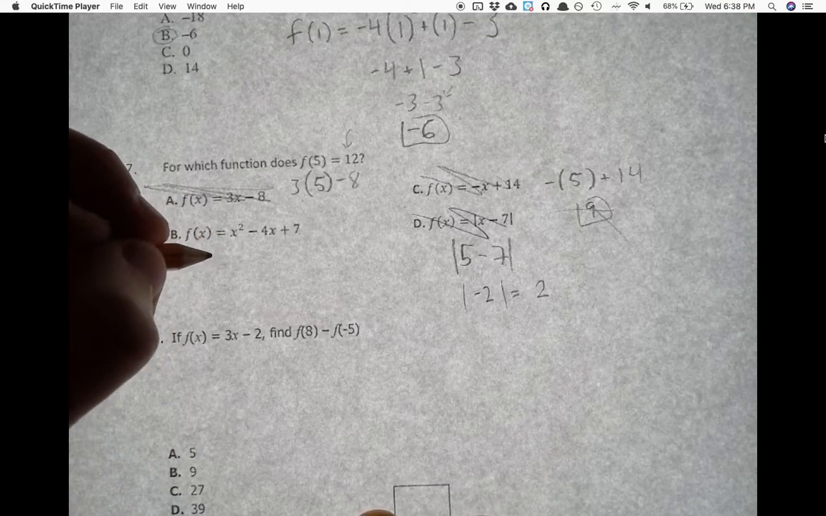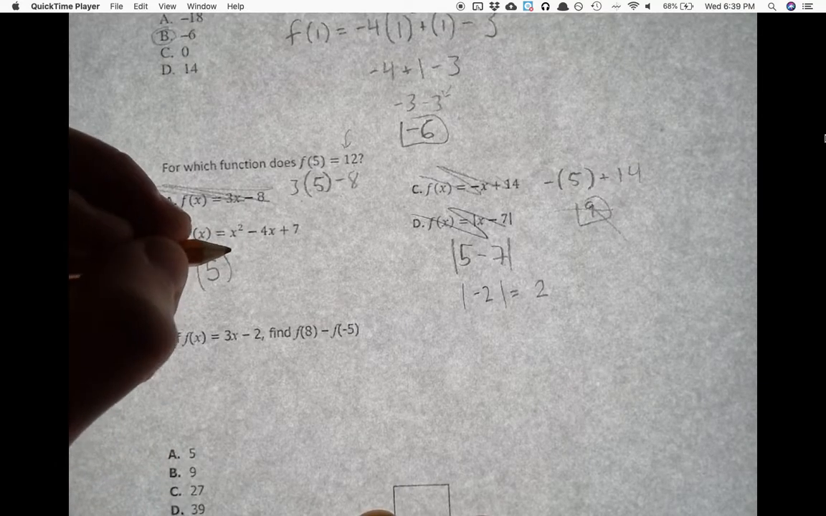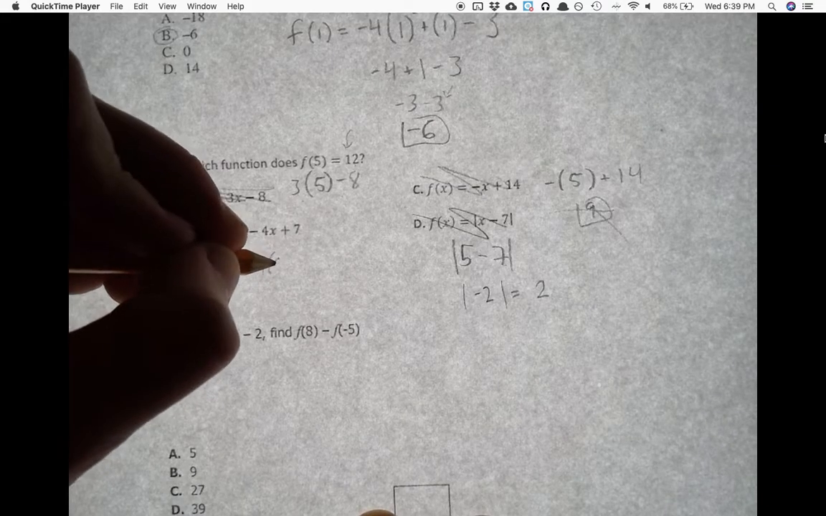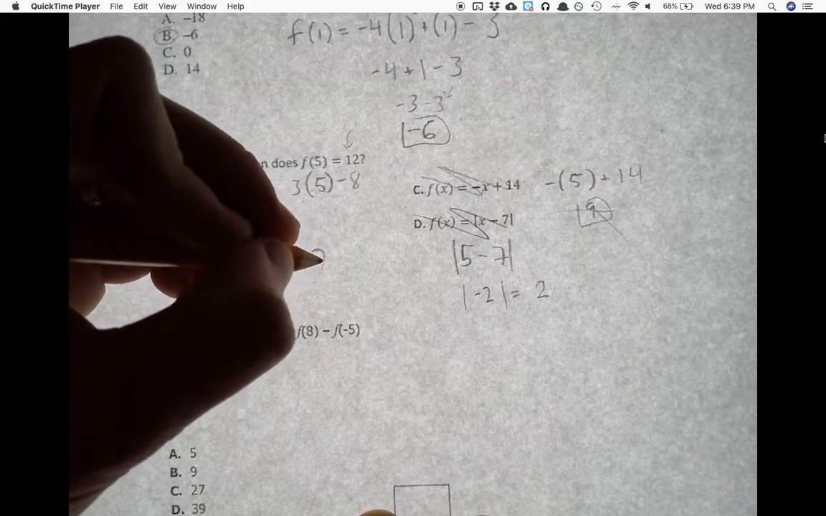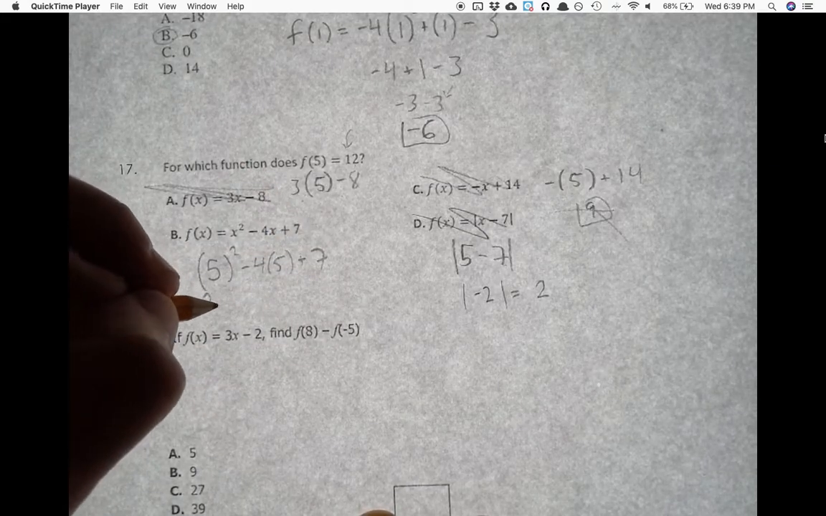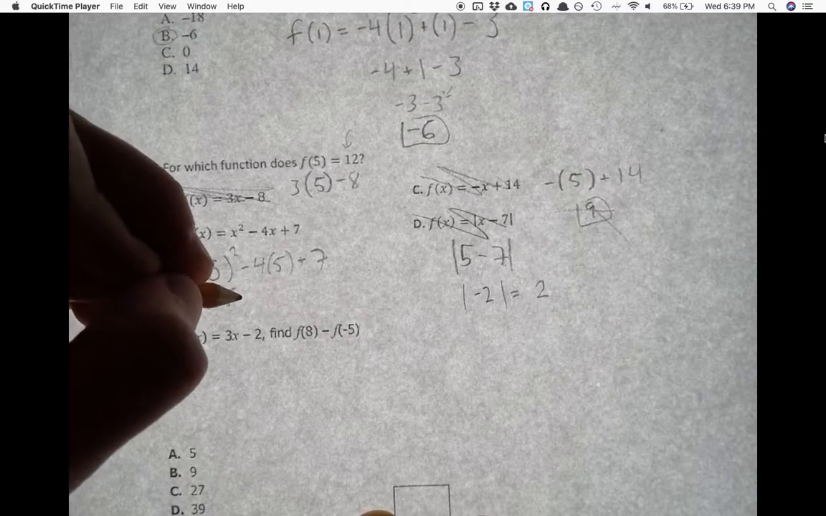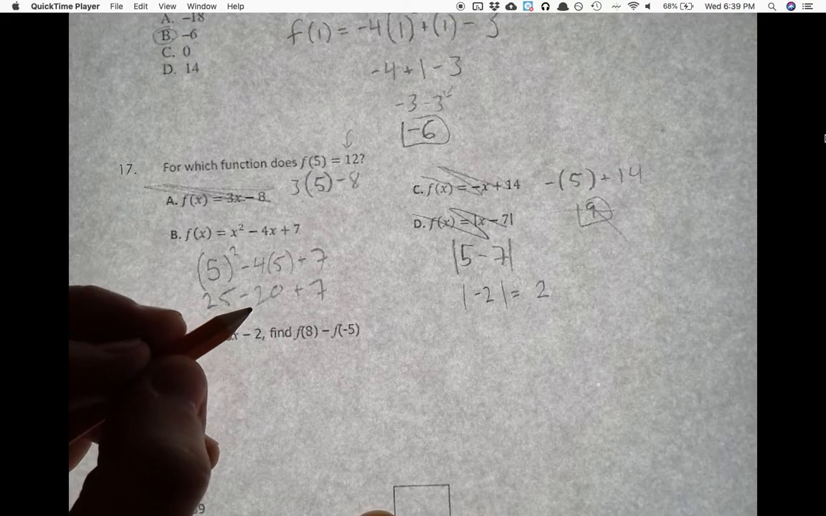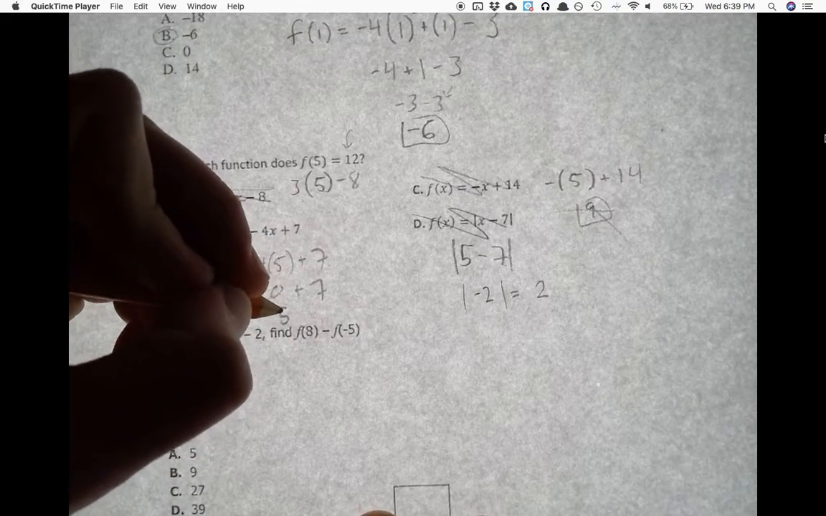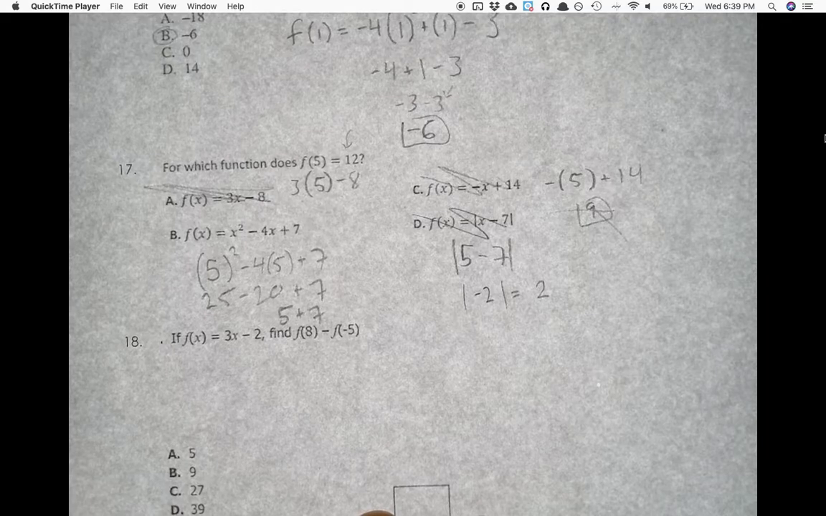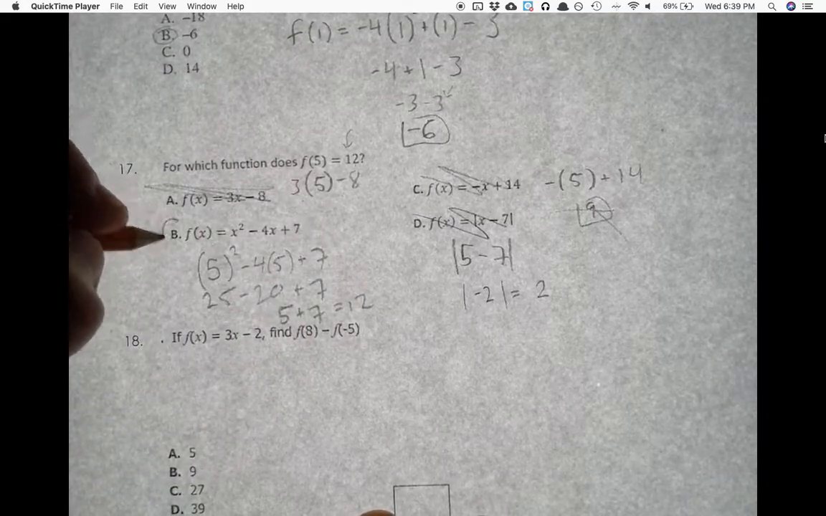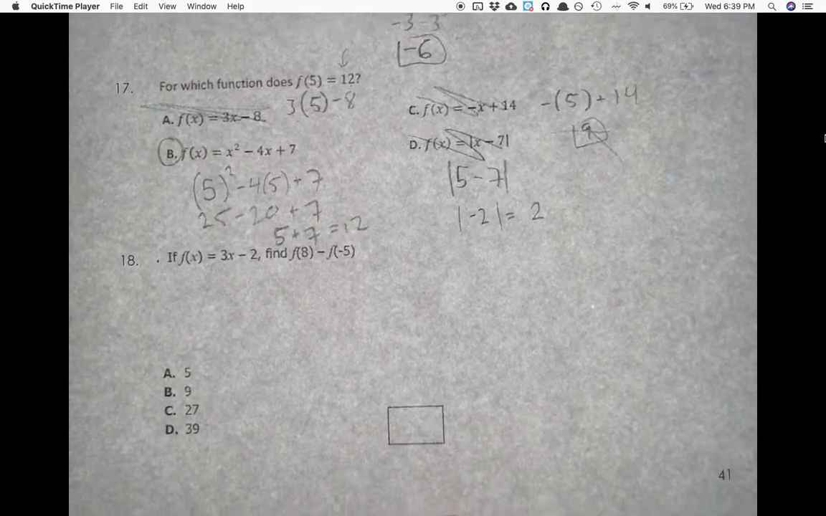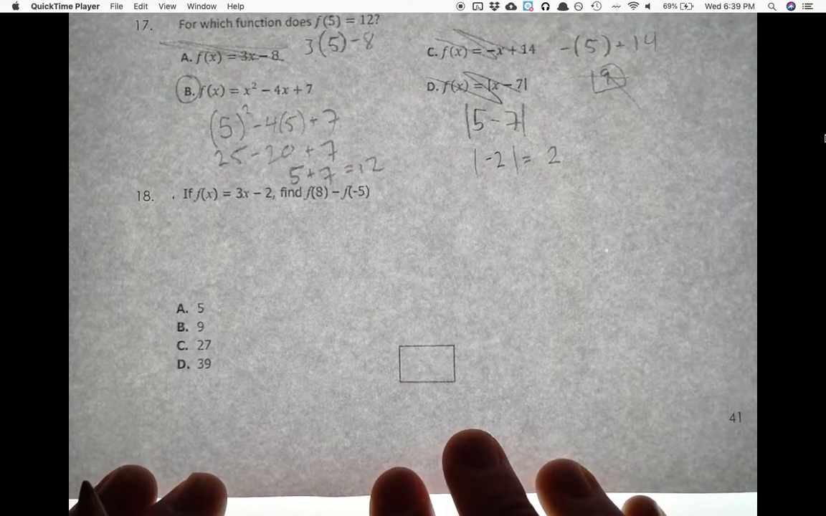Let's just double check that. I'm going to get 5 squared minus 4 times 5 plus 7. 5 squared is 25. 4 times 5 is 20, and then plus 7. 25 minus 20 is going to end up with 5 plus 7. And 5 plus 7 is 12, so that's good. It should be equal to B here. I think you're getting the idea. Let's do this last one.